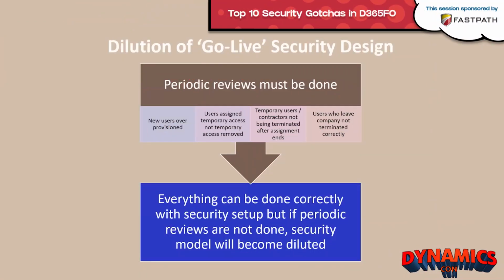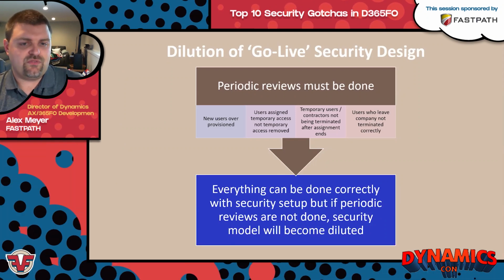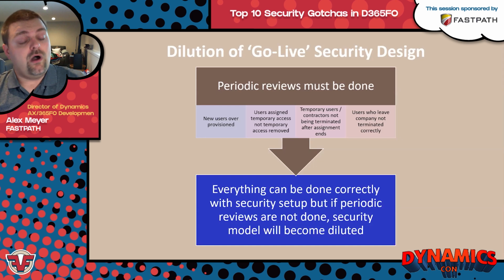And the next one that we talk about here is the dilution of go-live security. So if you've done everything right up until this point, but you're not doing periodic reviews of your user access and role access security, it's all going to be for naught, because over time your security is going to change, whether you're adding new users, adding new modules to F&O that you're using, or your business processes are changing, right? There are events that occur within your organization that are going to require you to actually review that access and make sure it's still correct.